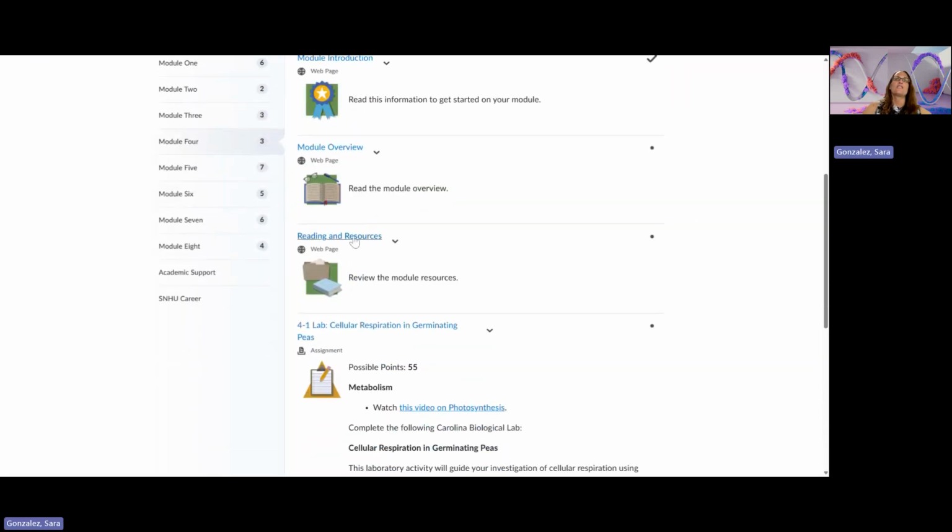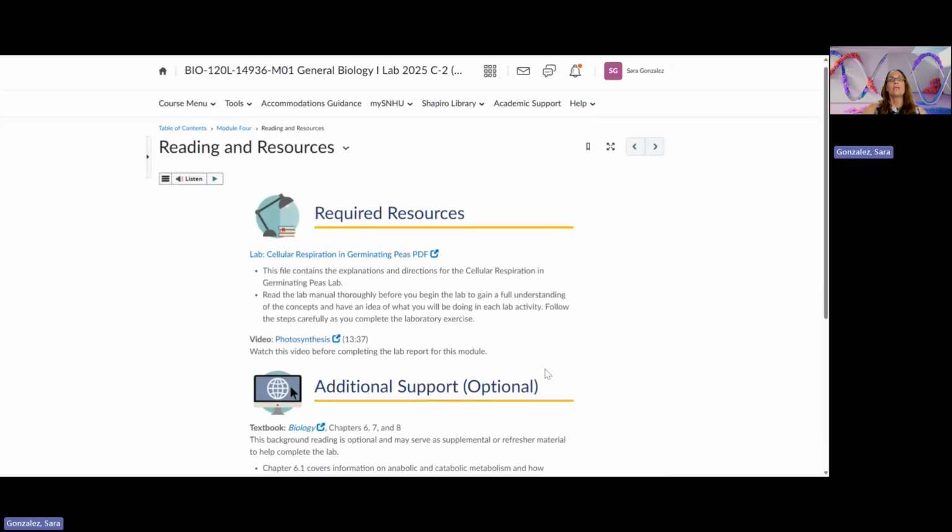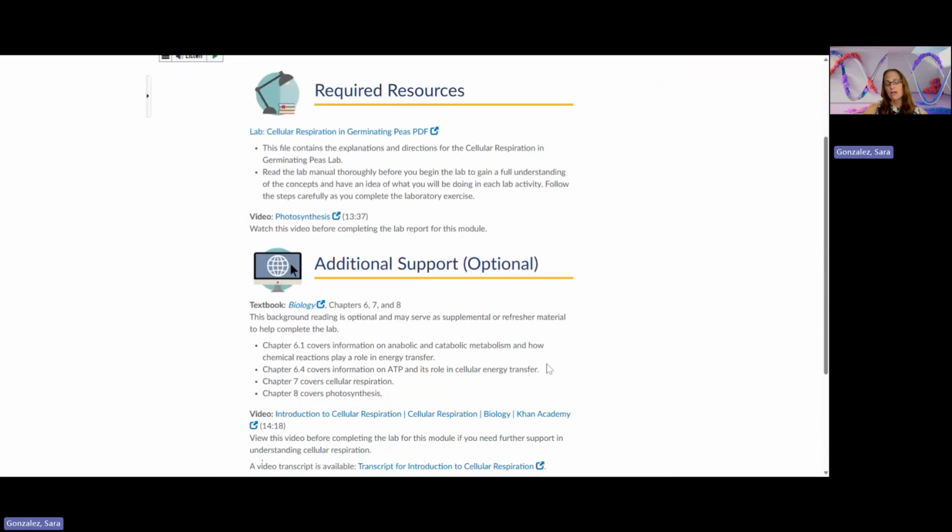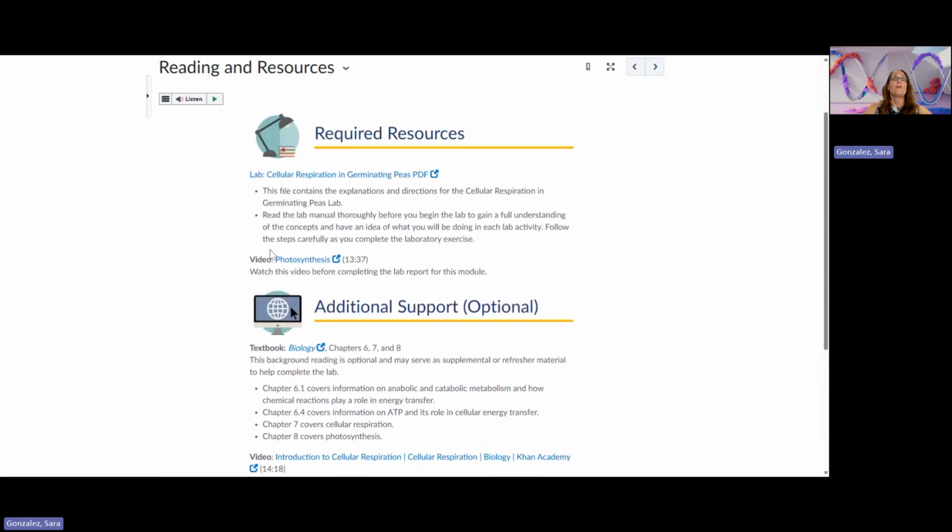The more important one, of course, is readings and resources. So again, if you're taking the lecture portion along with this lab, reference chapters 6, 7, and 8. So going over section 6.1, looking at catabolic metabolism and anabolic metabolism, 6.4, looking at ATP, and then chapter 7, looking at cellular respiration, and chapter 8, photosynthesis. There's some great information here.